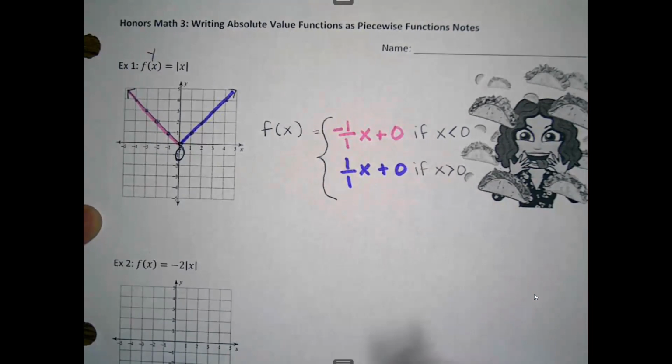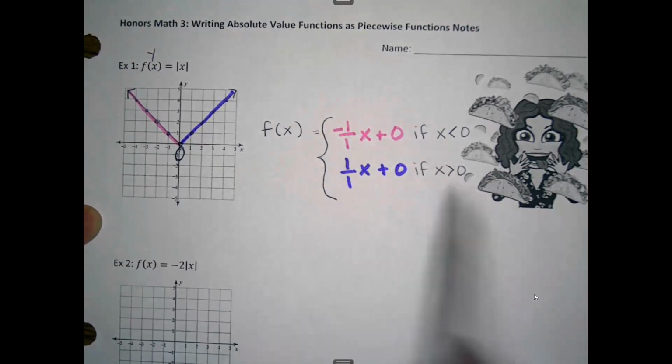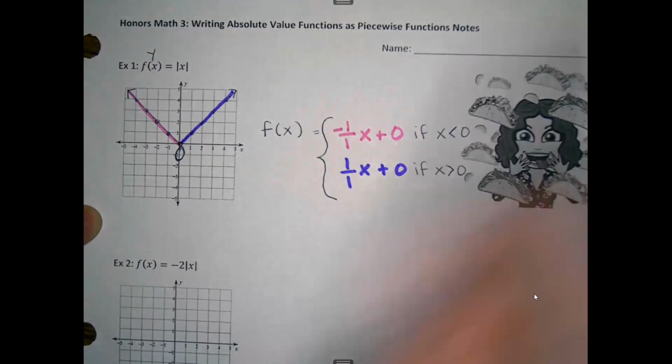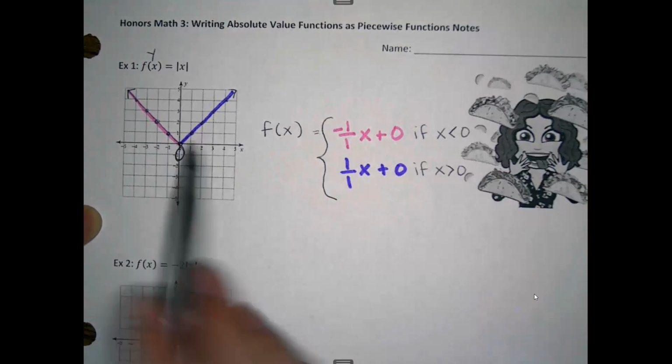Wait until we've done a couple examples. Okay, so we use pink if we were to the left of 0, purple if we were to the right of 0. And then we didn't skip 0, like 0 is on the graph. It's not a hole, it's not missing. The graph actually goes there.